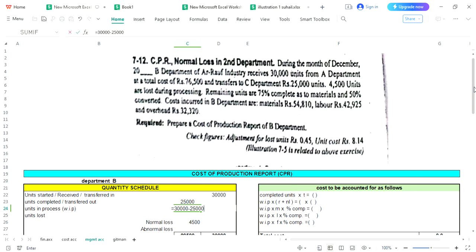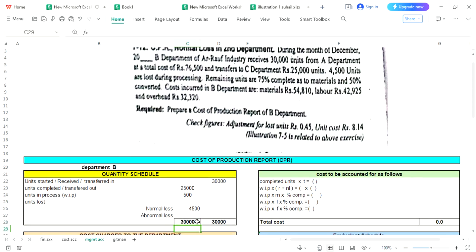25,000 units are completed and 4,500 units are lost. Please note it down. 30,000 total units, out of which 25,000 units are completed, 4,500 units are lost. Remaining units 500, and it would be considered still in process. Hopefully you have understood. Now let's see if debit and credit side or left and right side are equalized.